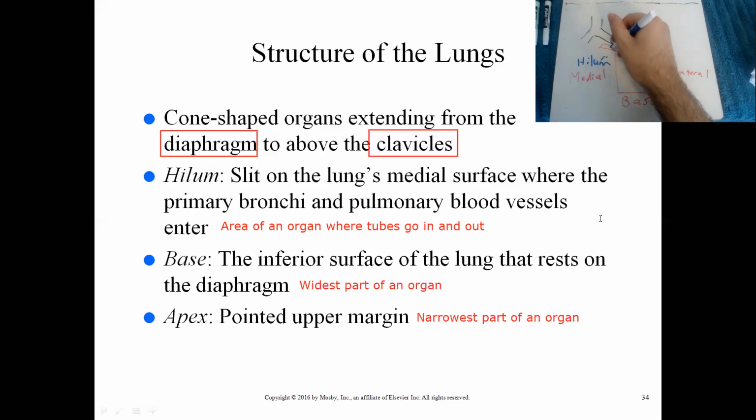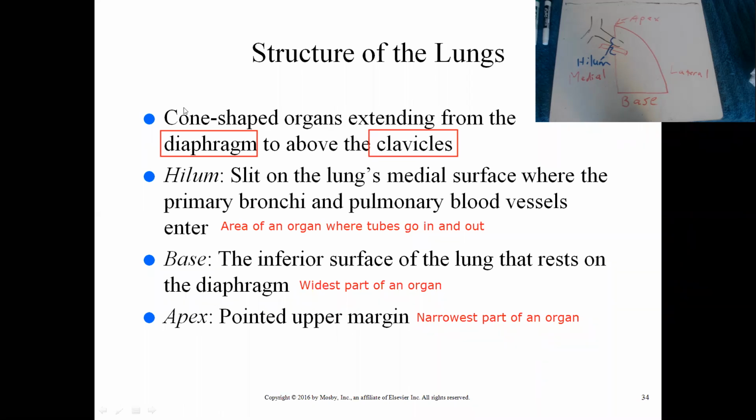So this whole part of the medial part of the lung is the hilum, where the tubes go in and out. And we'll see that term hilum in a couple of other places as well for other organs with the same meaning. That's the major external anatomy for the lungs.